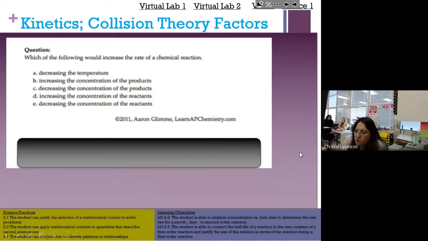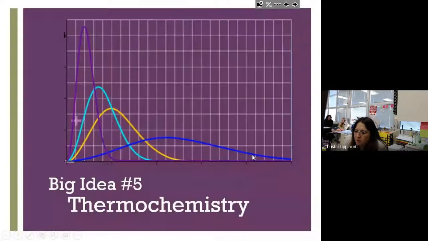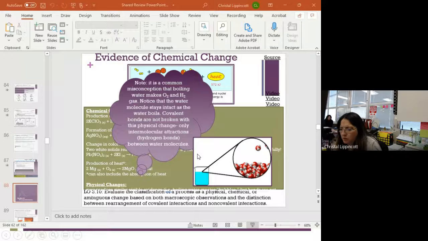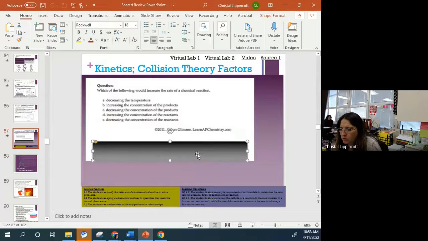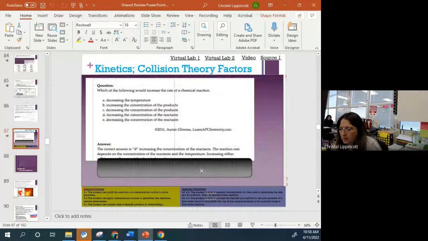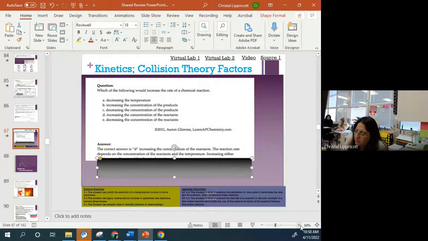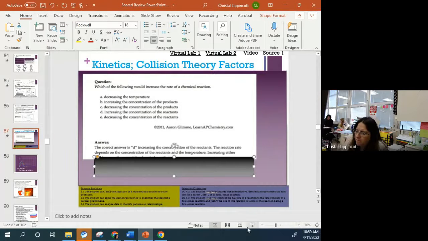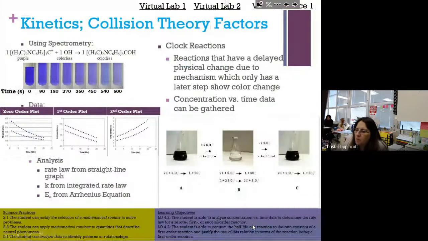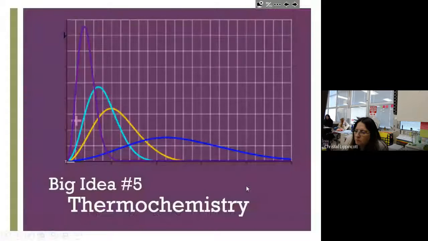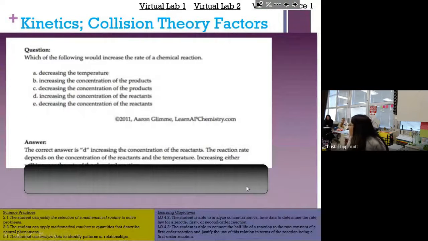All right, so which of the following would increase the rate of reaction? The answer is D. Anybody not get D on that one? D is good. Everybody's good with that? Yeah. Questions about it?